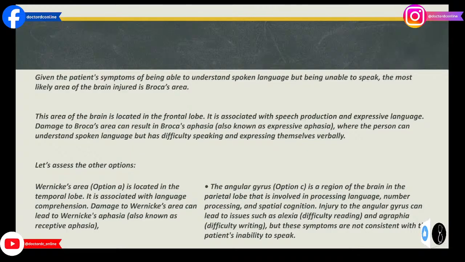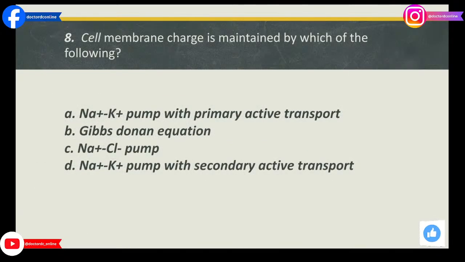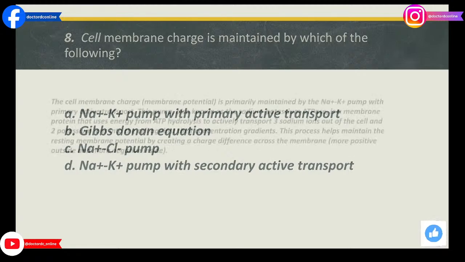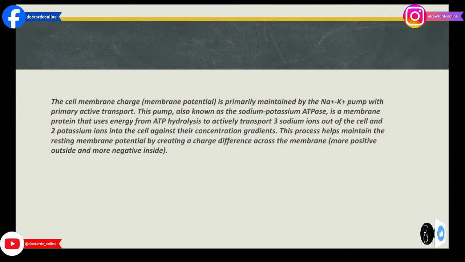In question 22, you are asked which mechanism maintains the resting membrane potential. The options are option A, sodium-potassium pump with primary active transport, option B, Gibbs-Donnan equation, option C, sodium chloride pump, and option D, sodium-potassium pump with secondary active transport. The correct answer is option A, sodium-potassium pump with primary active transport.